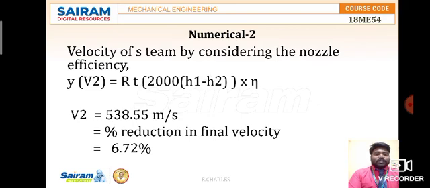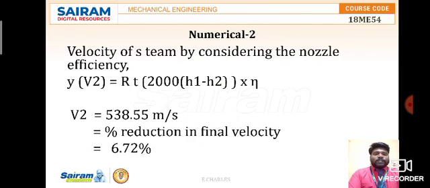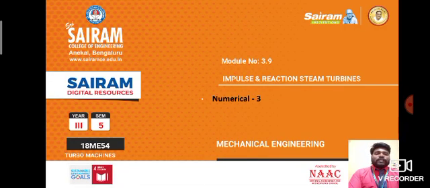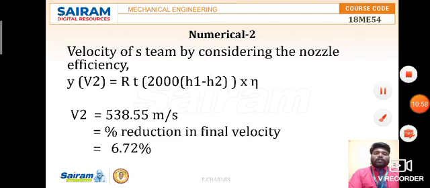Now if you calculate the percentage reduction in final velocity, initial minus final, that is 577.39 meters per second minus 538.55 meters per second, the reduction in final velocity will be 6.72 percent. So this is how we need to solve the problem.